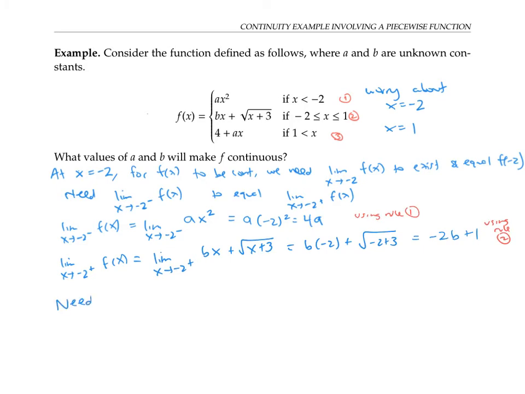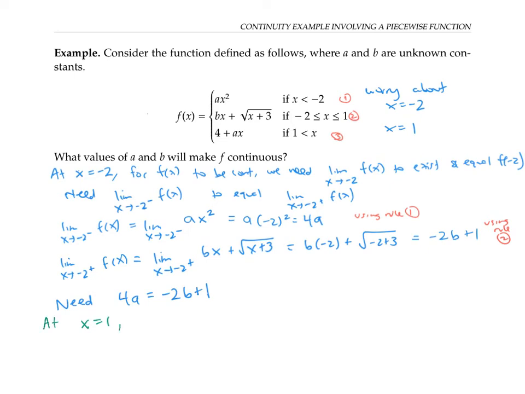So we need those two limits to be equal to each other, 4a equals -2b plus 1, and we need both of those limits to equal the value of f at -2, but the value of f at -2 is just what we get by plugging in -2 to Rule 2, so that's just the -2b plus 1 that we got when we evaluated the right-hand limit. Now we have one equation relating a and b, but we need one more equation to be able to solve for these two variables. And we can get that extra equation by looking at x equals 1, the transition point between Rule 2 and Rule 3.